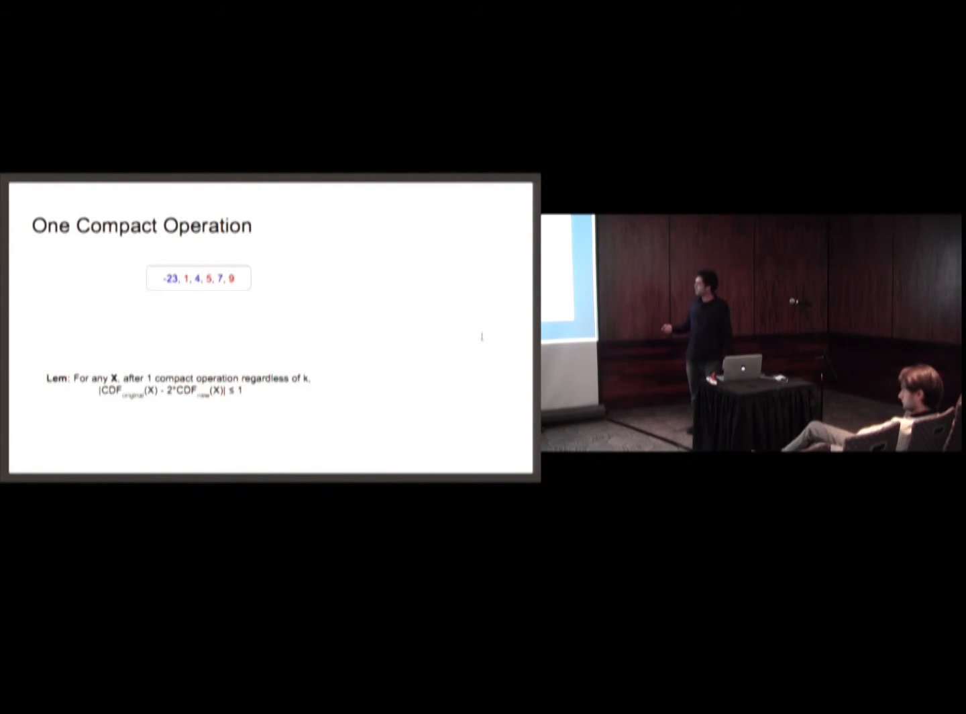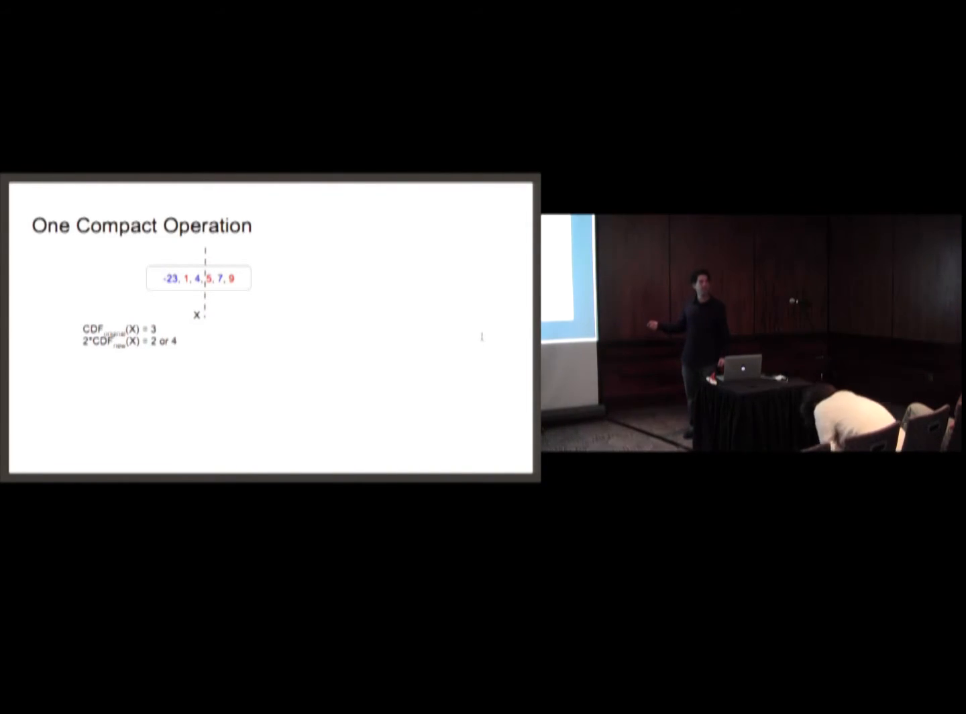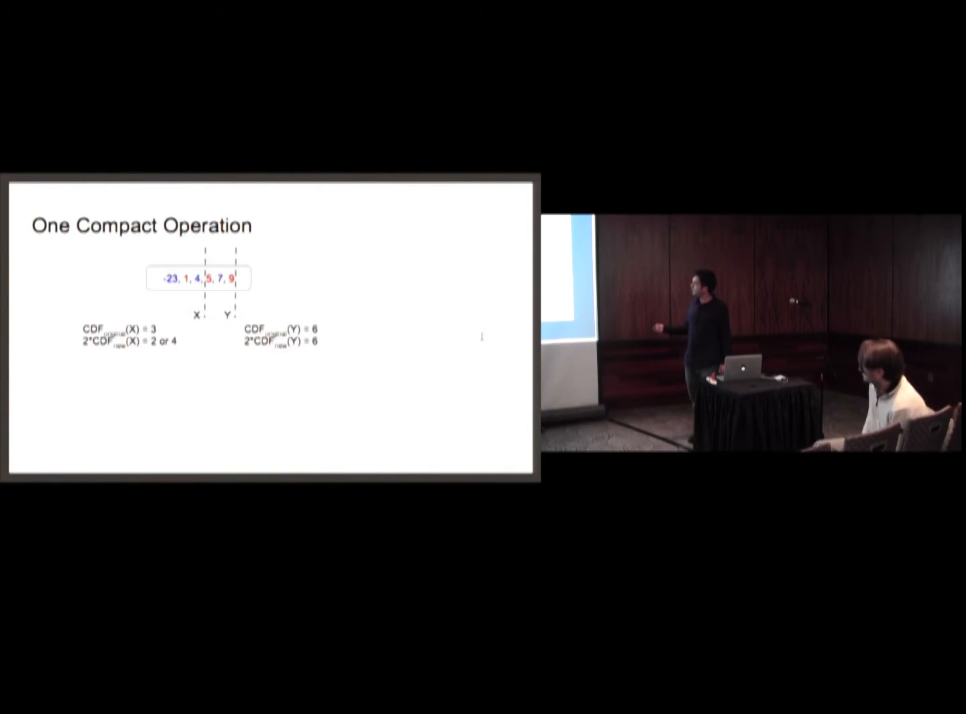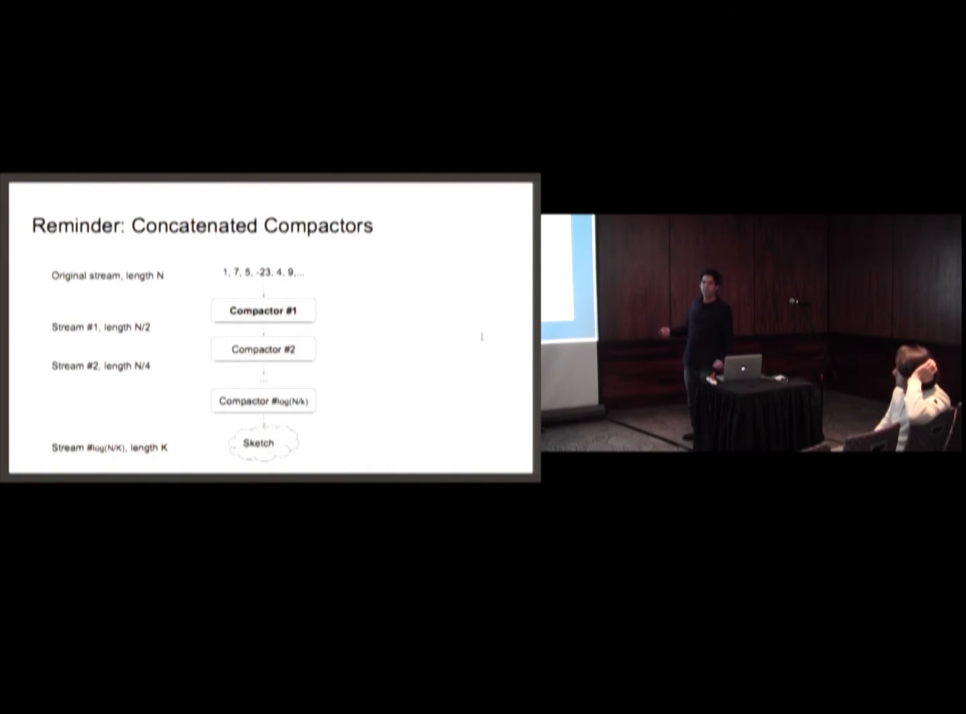The useful thing about this is that after a single compact operation, my answer did not change by more than 1. Why? Think of some number x, let's say it's here. In the original stream, there are 3 numbers smaller than it. After I do this compact operation, the number of items I'm going to guess are smaller than it is either 2 or 4, depending on whether I chose the blue or red items. And this is even the bad case, because if I'm lucky, like y is in an even position, I suffer no error at all.